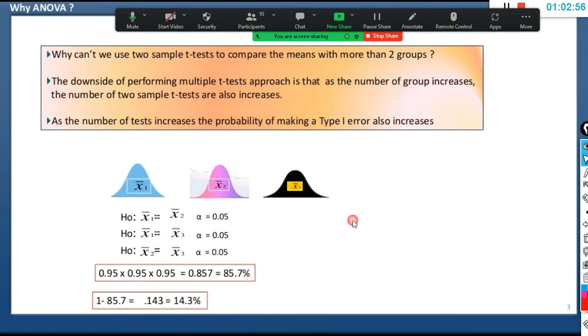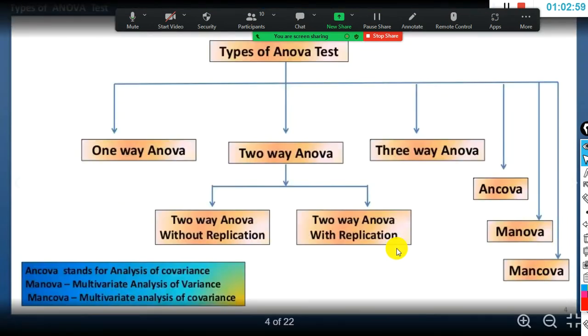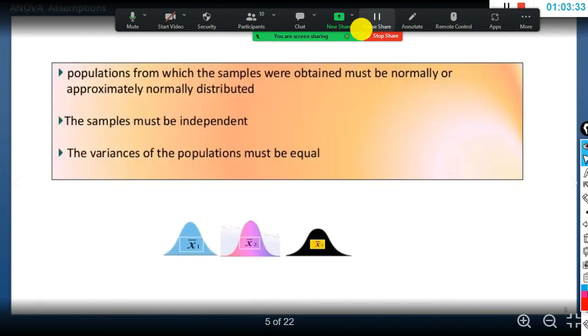Here in the case of Anova test, there are different types. One-way Anova and two-way Anova. Within two-way Anova, we have two-way Anova without replication and two-way Anova with replication. The next one is three-way Anova, and we have Ancova, Manova, and Mancova. Ancova stands for analysis of covariance, Manova is multivariate analysis of variance, and Mancova is multivariate analysis of covariance. You are not going to look at all these. If you know one-way Anova and two-way Anova, that is more than sufficient.